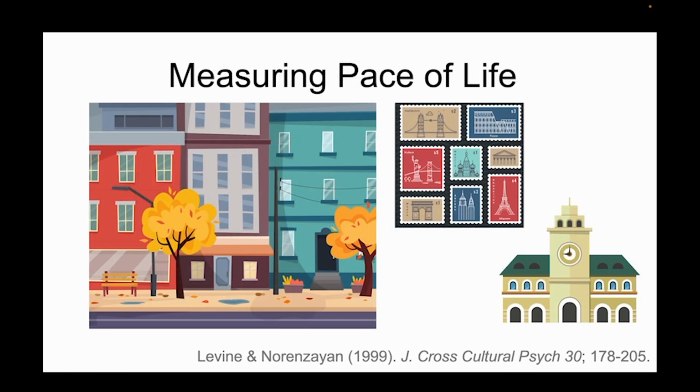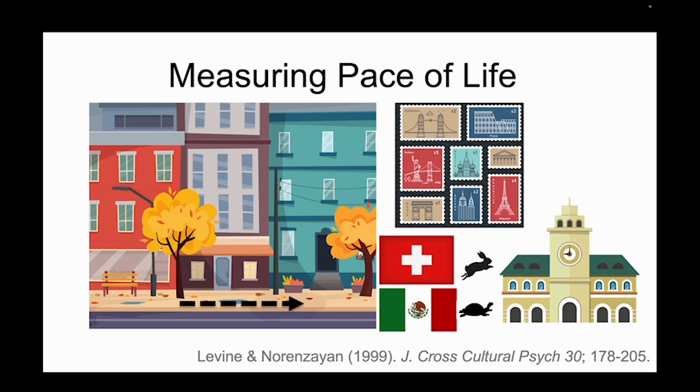In this study, researchers used 3 different measures to assess pace of life in 31 different cities across the world. One measure was taken through naturalistic observation by timing how long it took for pedestrians to walk 60 feet in downtown areas. They used clear sampling criteria to choose subjects and locations. The fastest walkers were in Switzerland and the slowest in Mexico.